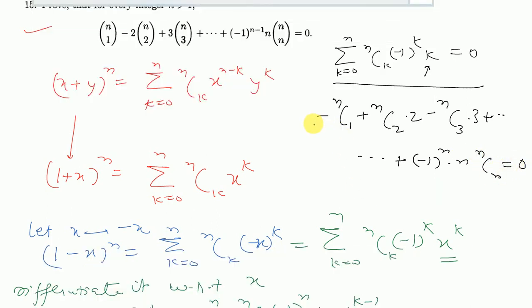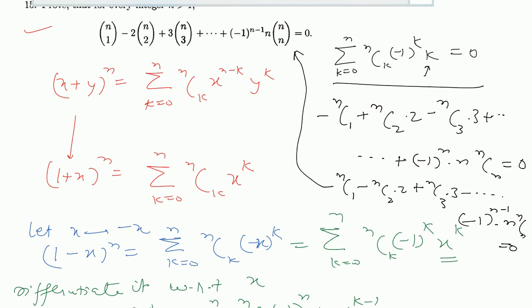If I multiply it again by minus 1, you will have the same result: nC1 minus nC2 multiplied by 2 plus nC3 multiplied by 3 minus and so on. Here you see, it can be either n minus 1 or n plus 1, both will be the same. Let's take it n minus 1, so n nCn equal to 0, to compare with our result. So I hope this also gets proved, okay.